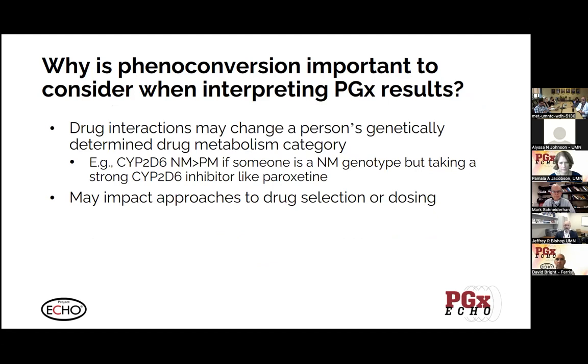So why is this important to consider when interpreting pharmacogenetic results? Well, drug interactions may change a person's genetically determined drug metabolism category. So for example, a CYP2D6 genotype-defined normal metabolizer may actually be a phenotypic poor metabolizer if they are taking a strong CYP2D6 inhibitor such as paroxetine. And so this may impact our interpretation of their phenotype at a given point in time and our approaches to drug selection and dosing.